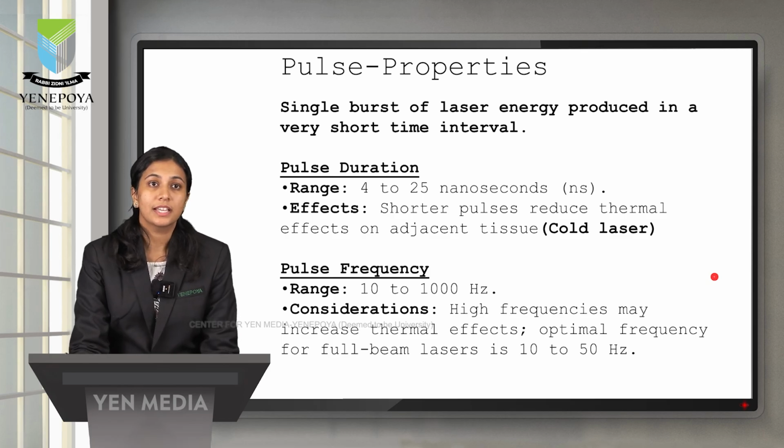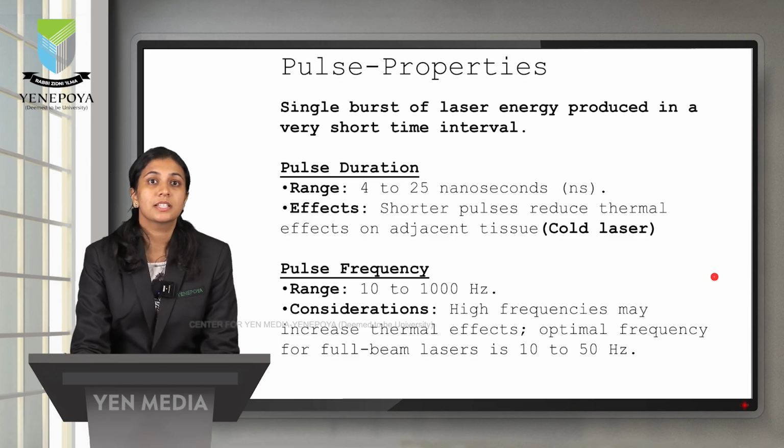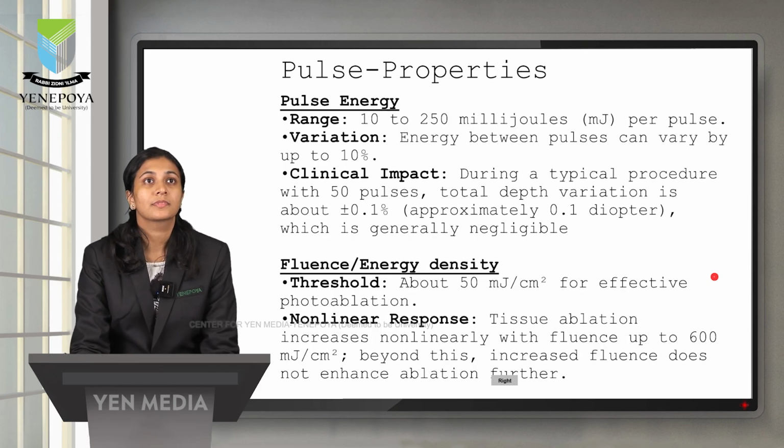The frequency range is from 10 to 1000 Hz. High frequency may increase the thermal effect, so the optimal frequency is between 10 to 50. Pulse energy is between 10 to 25 millijoules per pulse. This energy variation can be within 10%. During a typical procedure with 50 pulses, the total depth variation is about 0.1%, which is generally negligible.